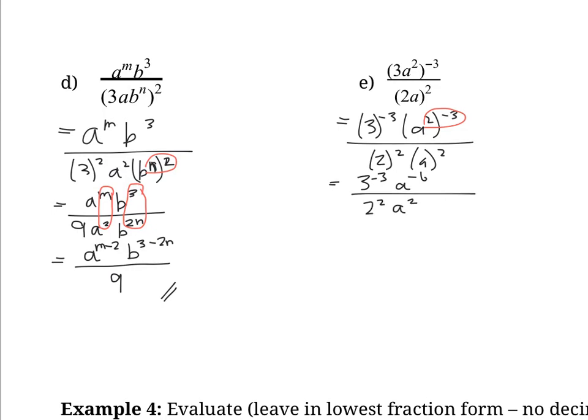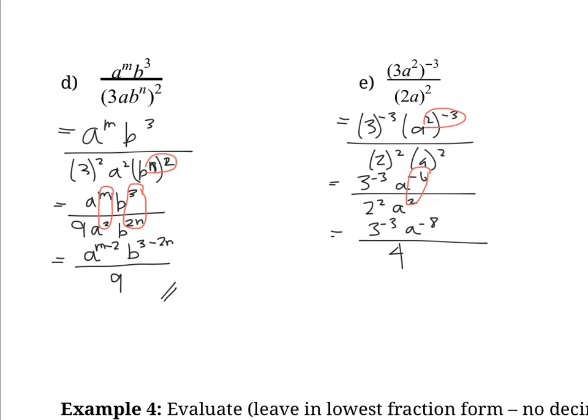So I have two terms with the same base in the numerator and the denominator, so they're being divided. So we know that we can just subtract these two exponents because their bases match. So we're going to be left with 3 to the power of negative 3, and then we're going to have a to the power of negative 6 minus 2, which is negative 8. And then 2 squared, we know what that is, which is 4.